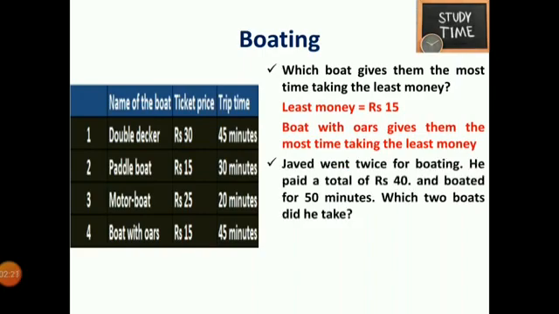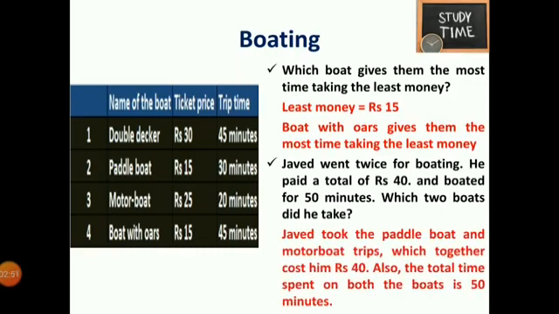Next, Javed went twice for boating. He paid a total of rupees 40 and boated for 50 minutes. Which 2 boats did he take? So he paid 40 rupees and boated for 50 minutes. Which timings, if you add, will be 50? So the paddle boat and the motor boat. Javed took the paddle boat and motor boat trips, which together cost him rupees 40. Also, the total time spent on both the boats is 50 minutes.